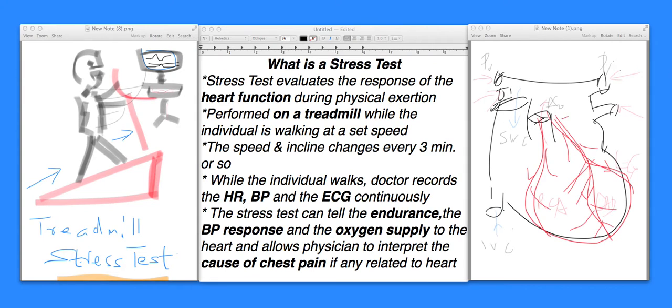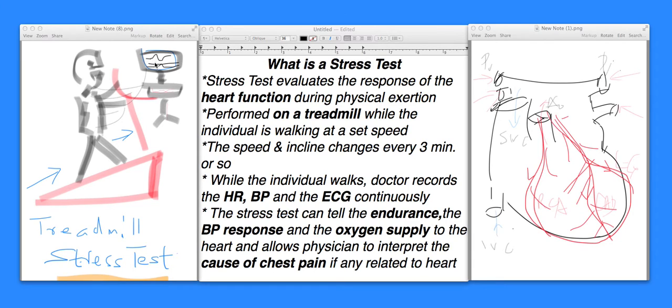Remember, this is a very basic schematic of the heart and the treadmill here. The individual gets to walk on the treadmill, holding this handle here. The speed is set by the doctor. Each stage is about 3 minutes. So every 3 minutes, the incline will go up, and so will the speed, till the person gets tired or till the doctor notices changes on the cardiogram or the EKG.